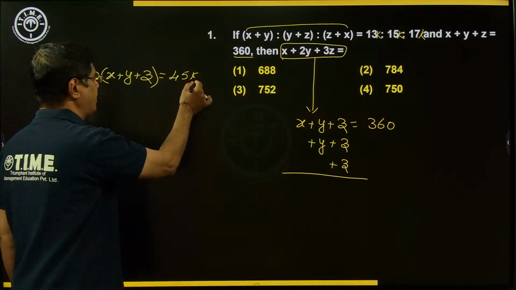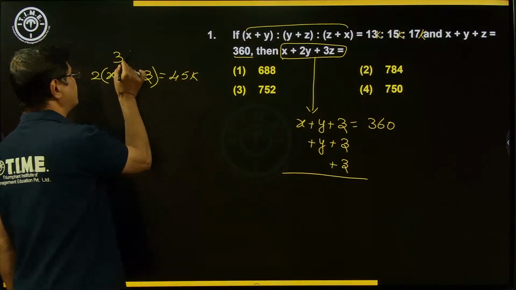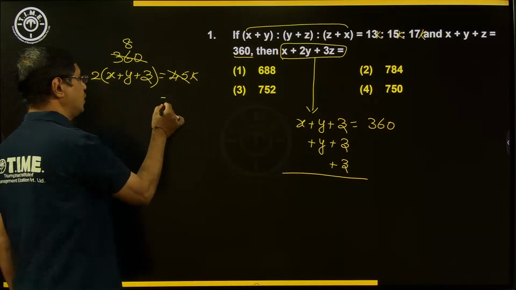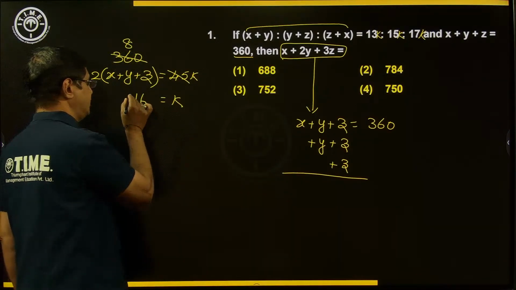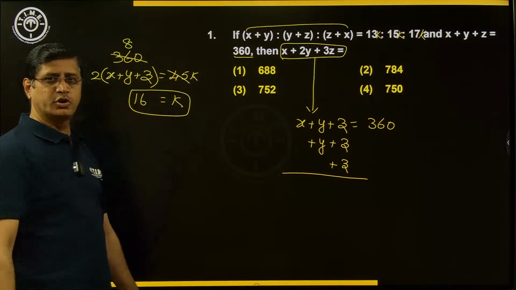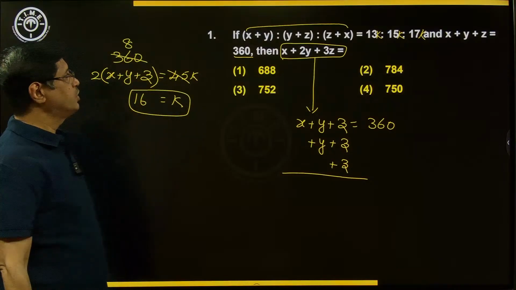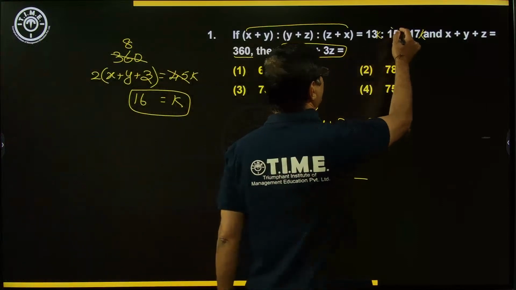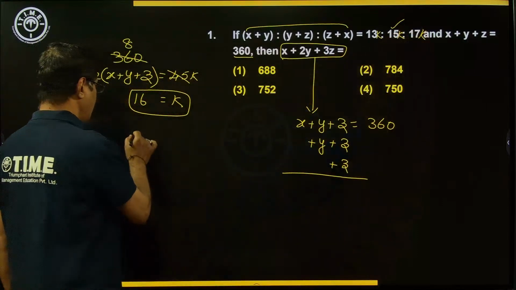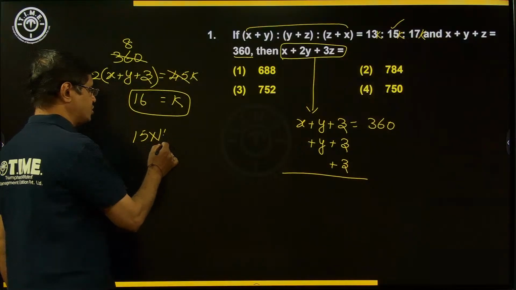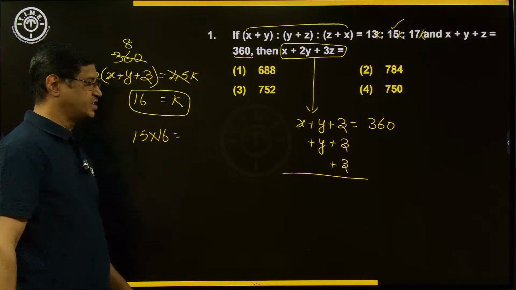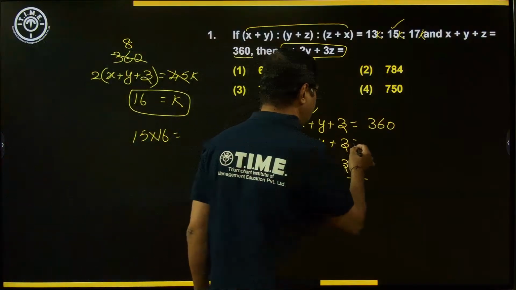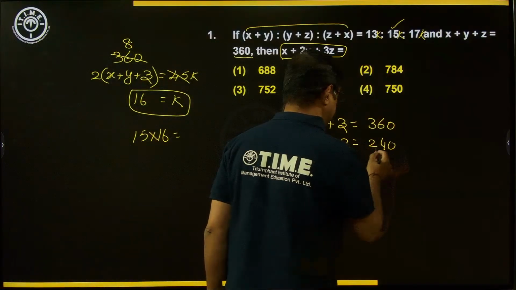Now what does 45k mean? To simplify, x plus y plus z is equal to 360, and 45 is exactly 8 times. The value of k is equal to how much? 16. K is equal to 16. Now, when k is equal to 16, how much is the value of y plus z? Y plus z is equal to 15k, which means 15 into 16. 15 into 16 means 15 square, 225, plus 15, that is 240. The value here is 240.